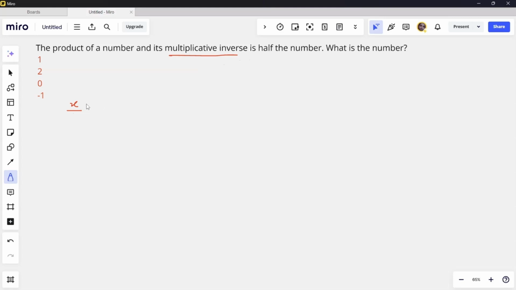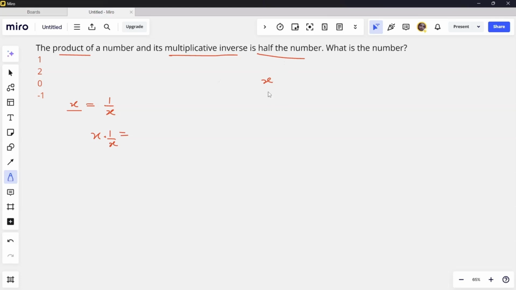So the multiplicative inverse of this number will be 1 by x. As the question is saying, the product of a number and its multiplicative inverse. Product means multiplication. So let the number be x, and the product with its multiplicative inverse means x into 1 by x. It is saying that it equals half the number.